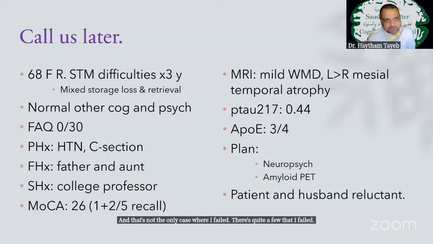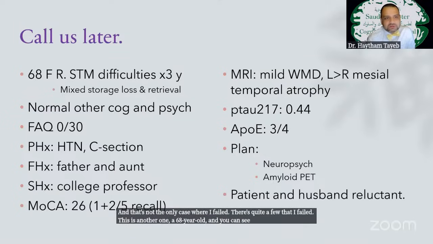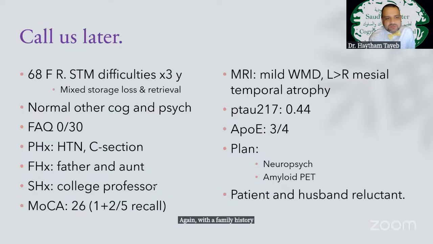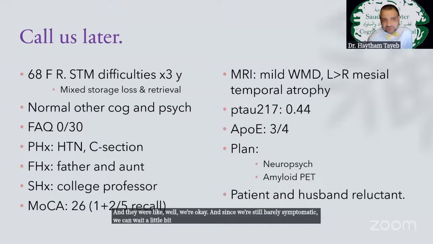This is another one, a 68-year-old, and you can see she presents with a typical story, again with a family history. And she was even higher functioning and milder than the previously mentioned patient. The MoCA score was 26. The tau 217 was 0.4, and the amyloid PET was positive. There was a little bit of mesial temporal atrophy. And again, the patient and the husband were reluctant. She was fully functional, and they were like, "Well, we're okay, and since we're still barely symptomatic, we can wait a little bit until we're more symptomatic."